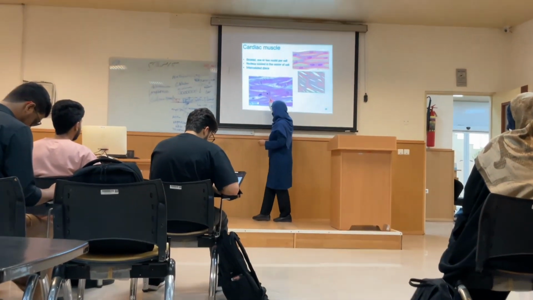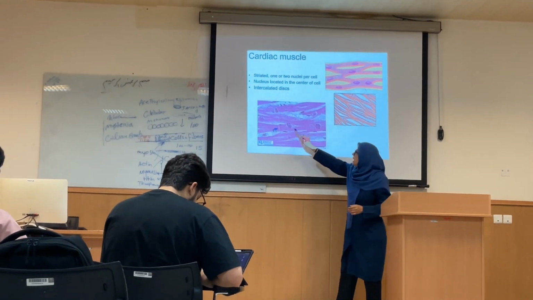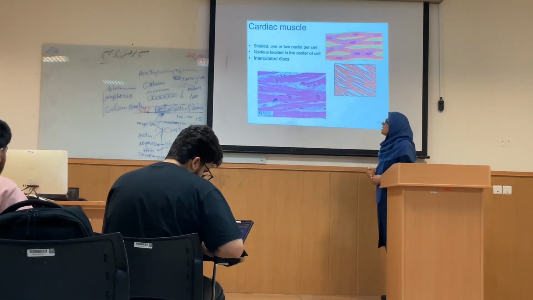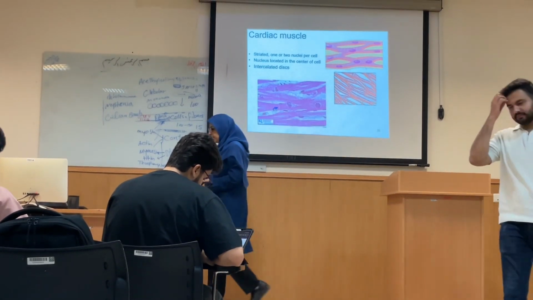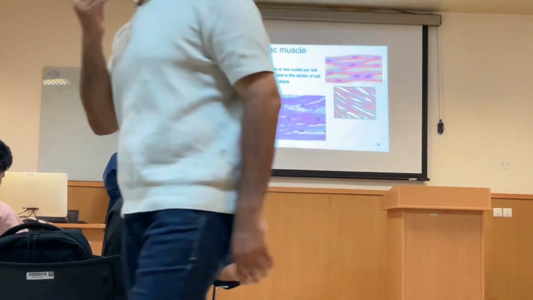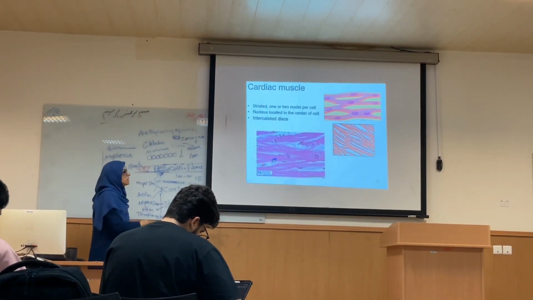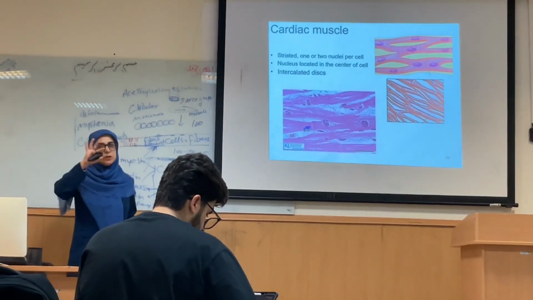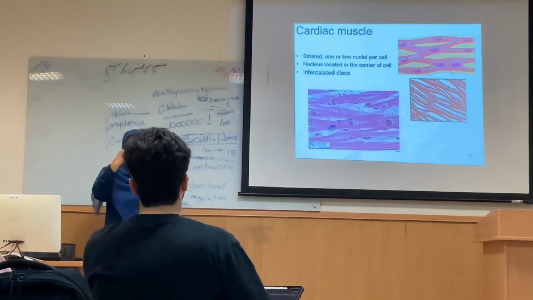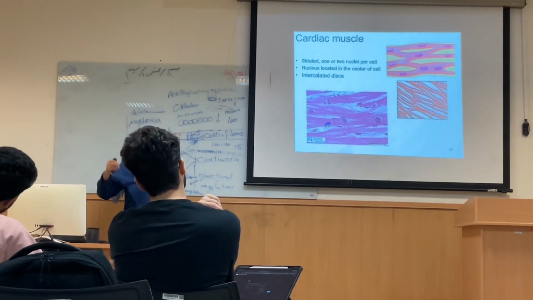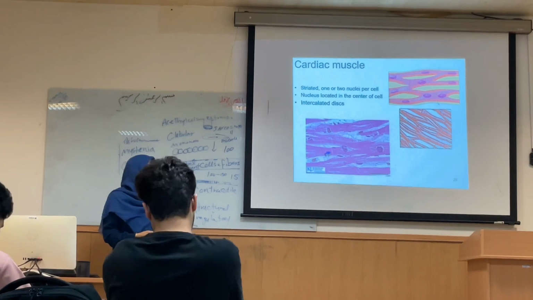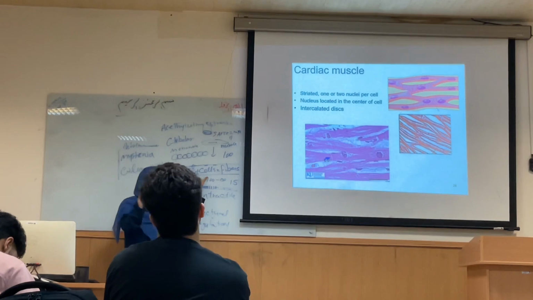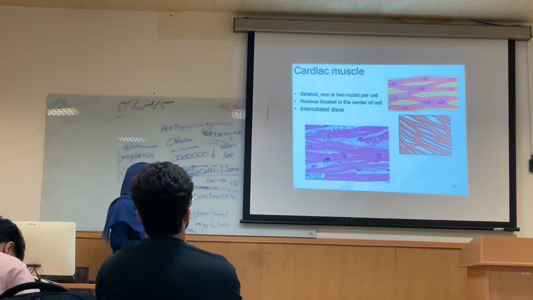But here they are located in the center and have a round or oval shape nucleus. The cardiac muscle cells are connected together by some structures named intercalated discs. Yes, I explained for you there are some similarities. Now we want to know the differences between the skeletal and cardiac muscle. They are shorter than the skeletal muscle, have just one nucleus, and also include the intercalated disc.